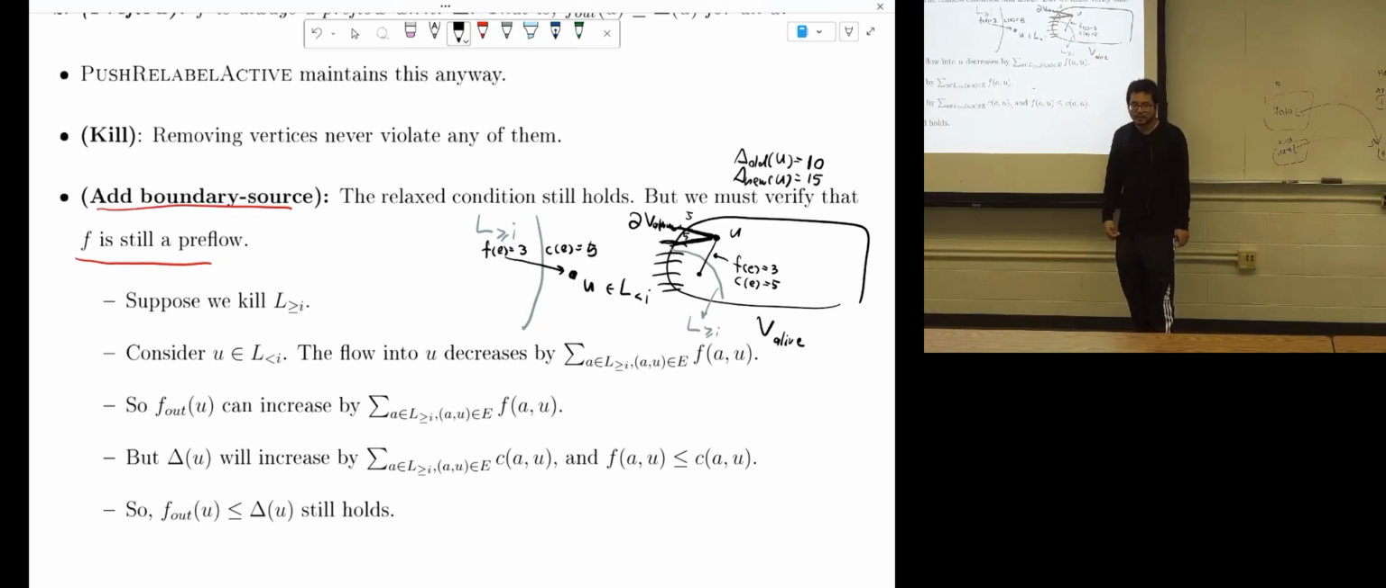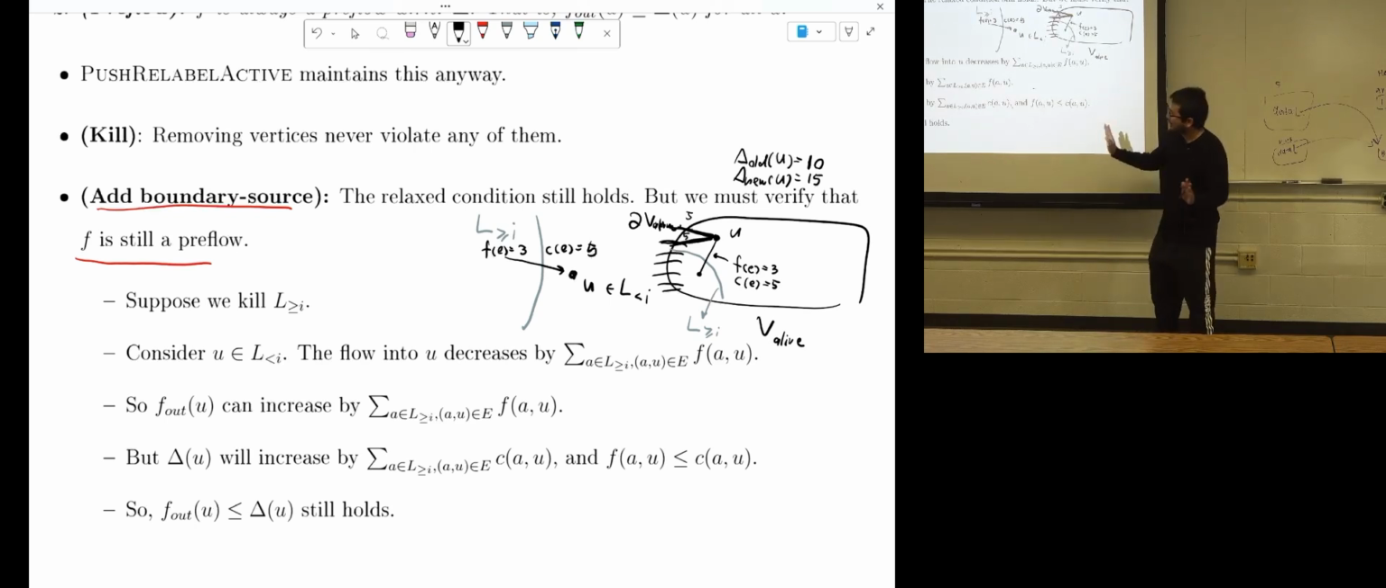Okay. So are we convinced that it remains a preflow? Good. Okay, so this is valid.